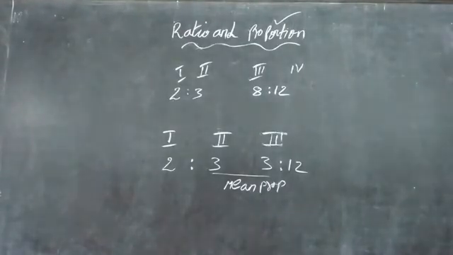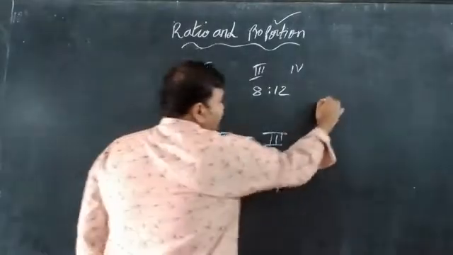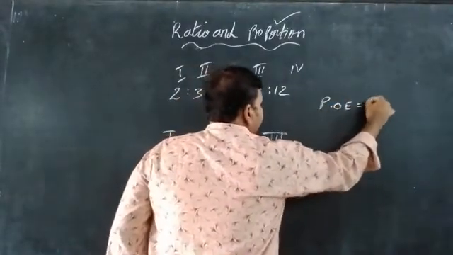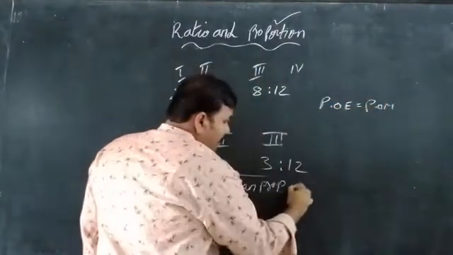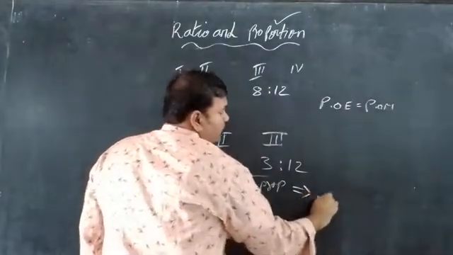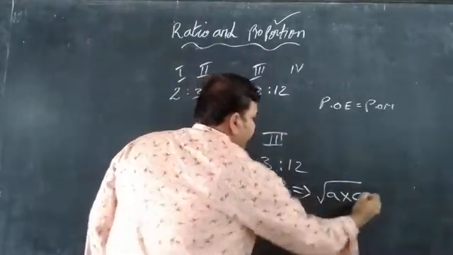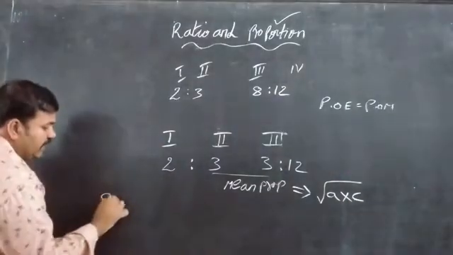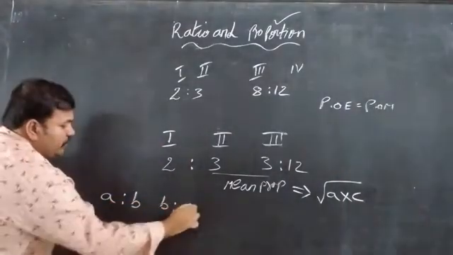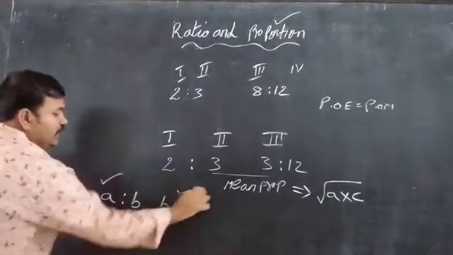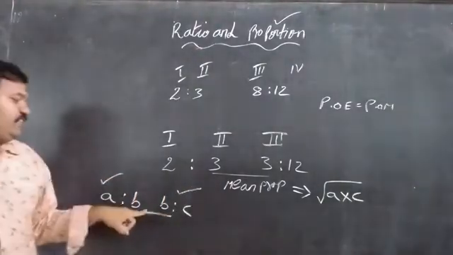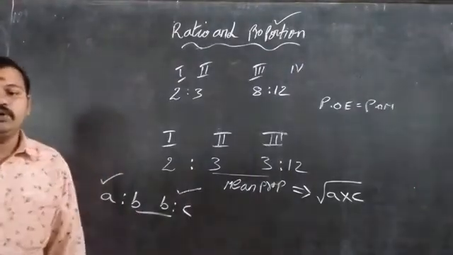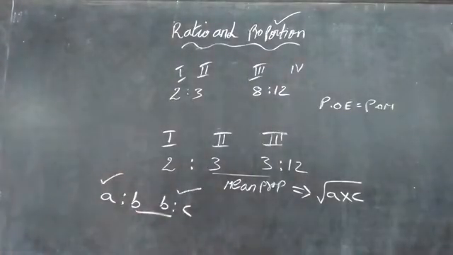What is the answer for mean proportion? The condition of proportion is POE equals POM. Mean proportion means root of A into C. What is A and what is C? A is to B, B is to C, so these two are the same. Then the multiplication of A and C becomes the root of this answer. That is about the answers. According to that model, we will do one sum here. See that once.